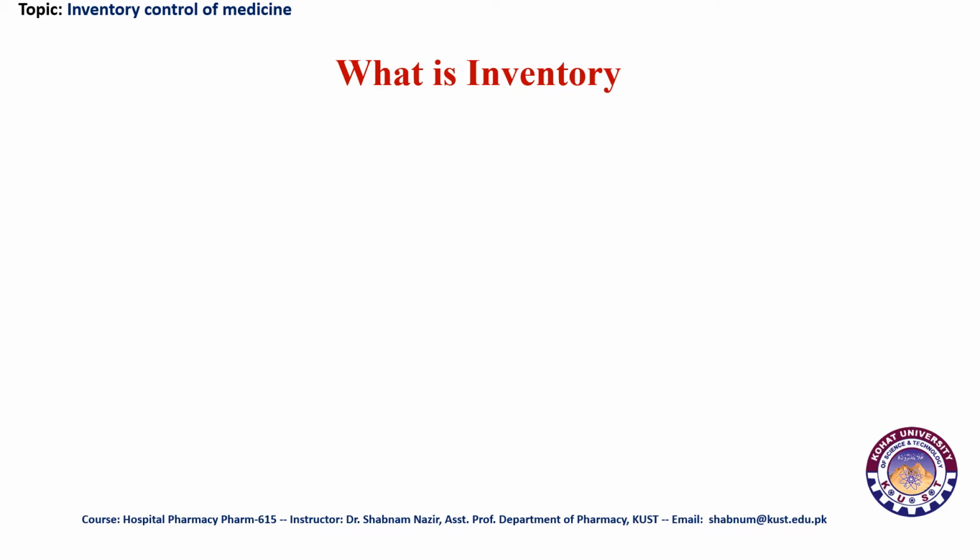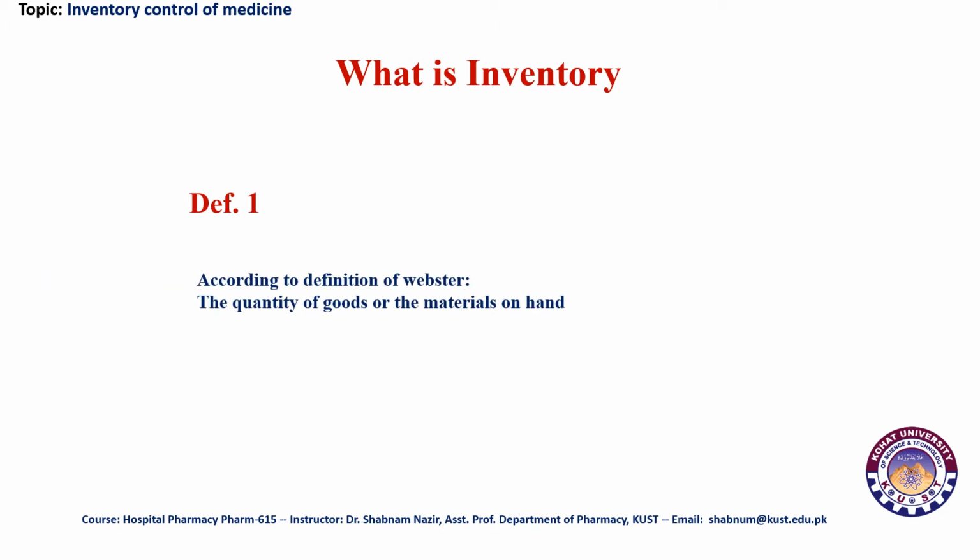So what is inventory? First of all, it is important to understand its proper definition. According to the Webster definition, the quantity of goods or materials on hand is called inventory. It means inventory is a storage of goods of any specific kind which are on hand, able to be used, and which you have access to.